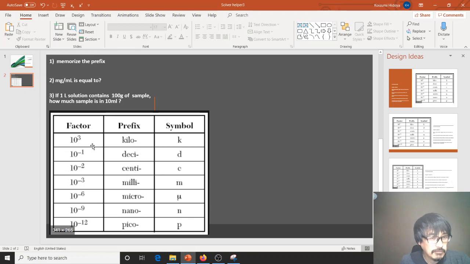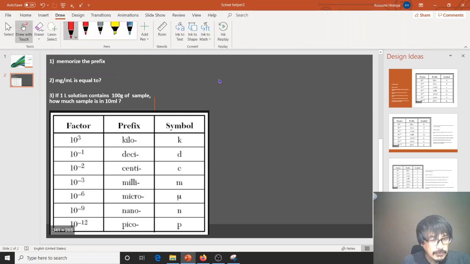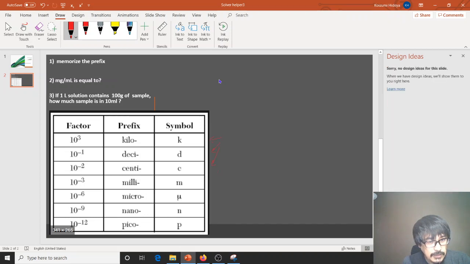So what I want you to remember is that all of these things right here, you have to realize that these are just numbers, okay? All of these things are just numbers. So milliliter right here literally means it's 1/1000 liter, or the milligram is 1/1000 gram. So yeah, you just have to memorize all of these things.